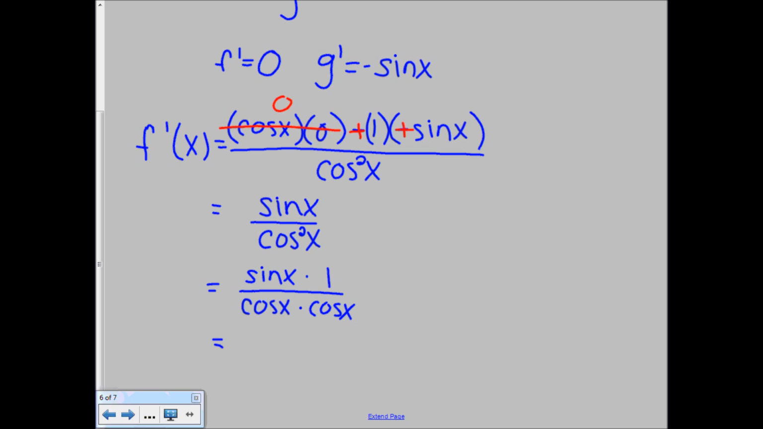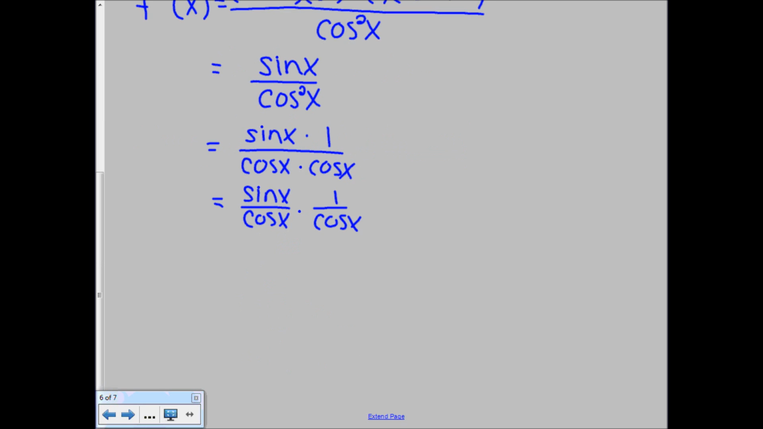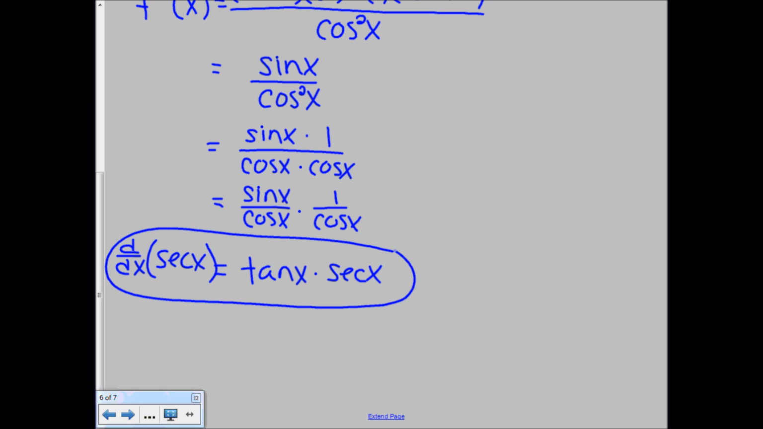Well, splitting our fractions then, since this is multiplication and we can do that, this is just sine of x over cosine of x times 1 over cosine of x. But we know that sine of x over cosine of x is just the tangent of x, and 1 over cosine is just the secant of x. So that means that our derivative of the secant function is just going to be tangent of x times secant of x. So again, another thing that you're going to want to have memorized.